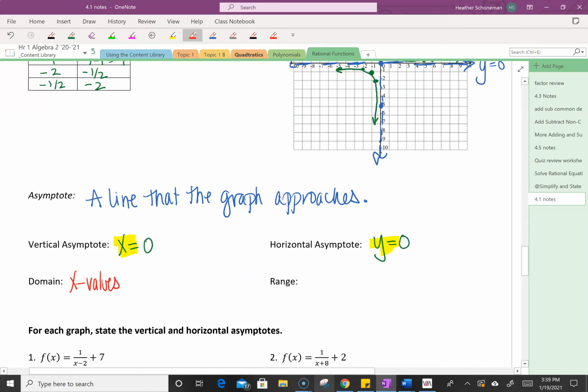Your domain is your x values. Domain says, what can you plug in for x? Well, I can plug in anything, but I couldn't make the bottom 0, so I couldn't plug in 0 for x. So x cannot equal 0. And the range, what about those y values? Well, I can come up with any number for y, except I'll never be able to make y equal 0.